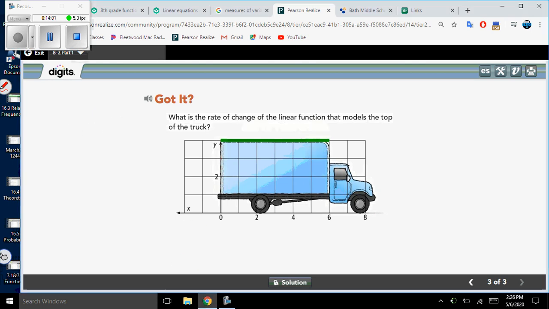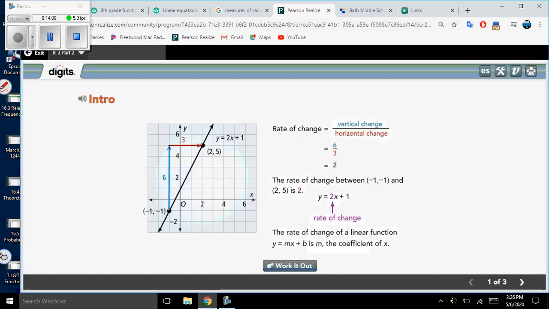All right, let's move on to a part 2 question quickly. As we look at a part 2 question, once again, we're talking about rate of change, and the rate of change is the vertical divided by the horizontal. We've talked about this. We've also talked about the idea of making sure that you're paying attention to this formula, y equals mx plus b, which is the linear equation formula.